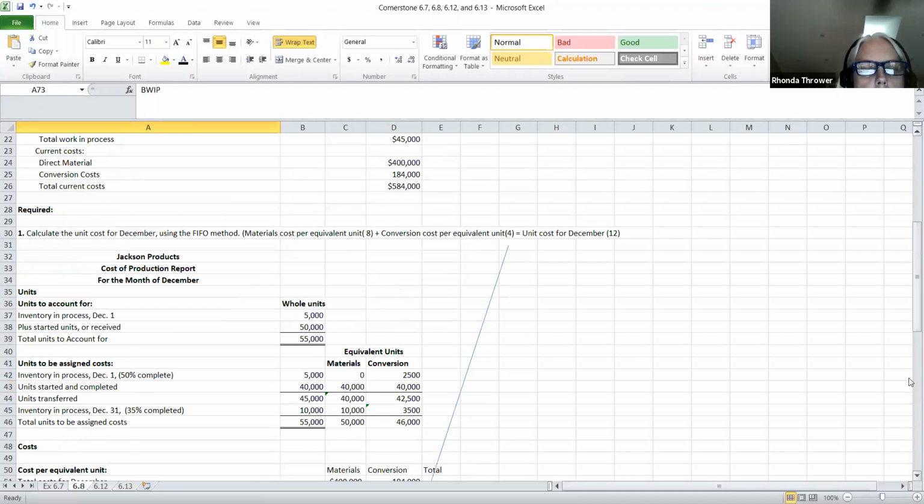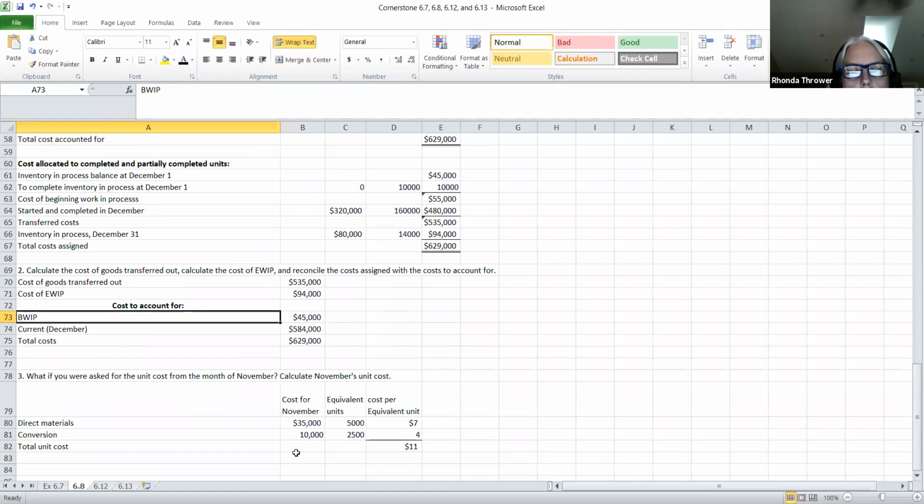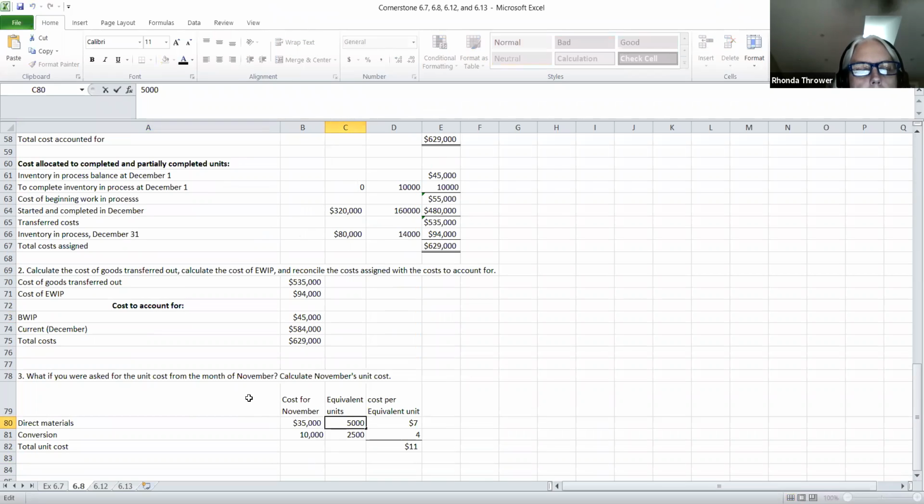The direct materials costs that were brought forward were 35,000. That came from last period's ending inventory. So last month it was 35,000. The conversion costs were 10,000 from last month. These two items are given to you. The equivalent units, and since they're asking for November's cost, the only thing we know about is beginning inventory. They're your direct materials equivalent units.